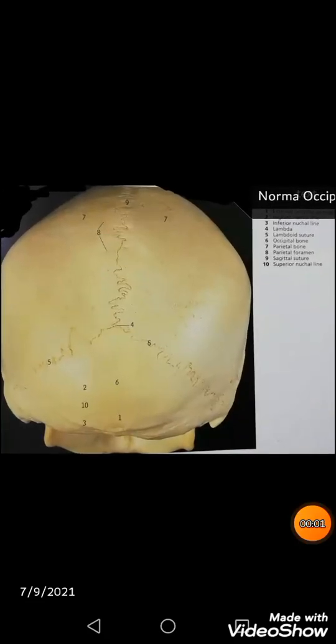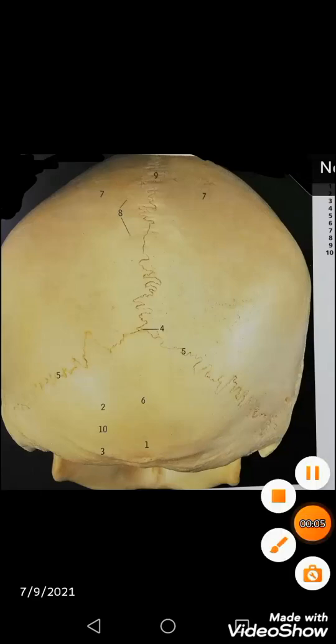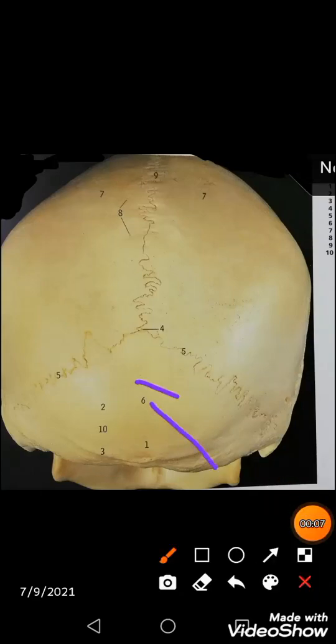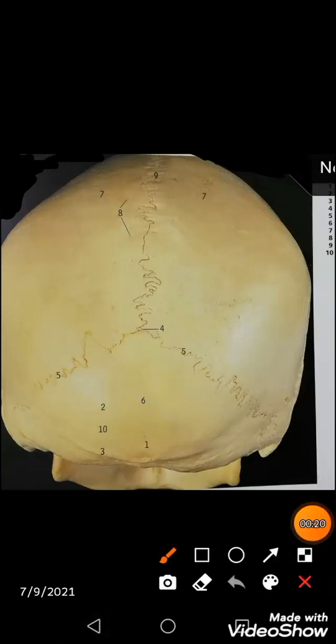Now we have to learn the Norma Occipitalis. Let's see the bone stacking part. The occipital bone, the two parietal bones, and the mastoid process of the temporal bone are the part of the Norma Occipitalis. Now observe various sutures.